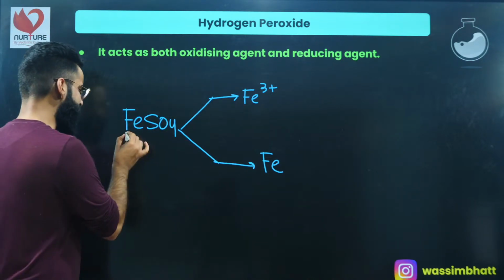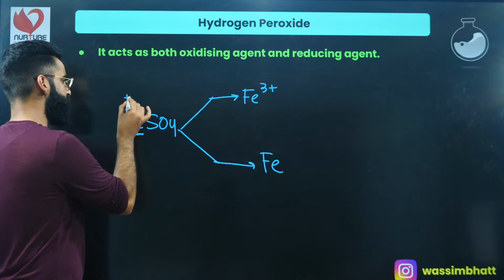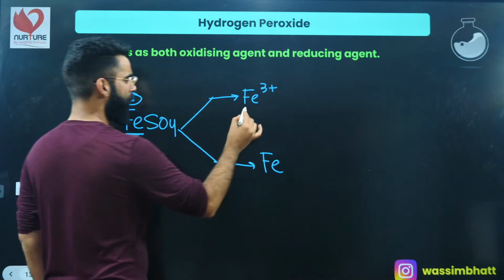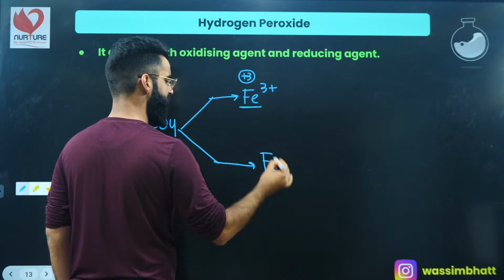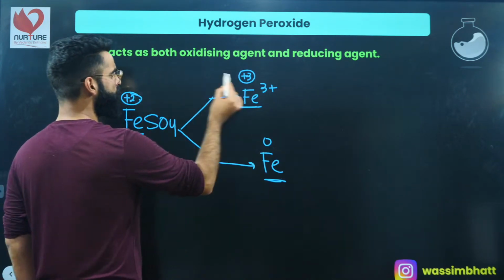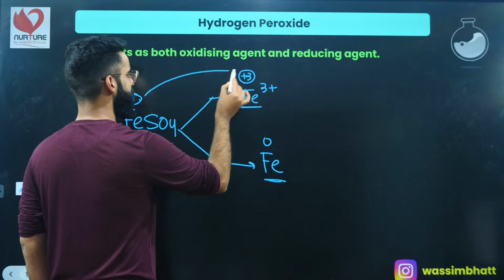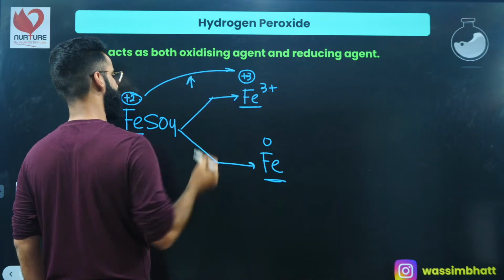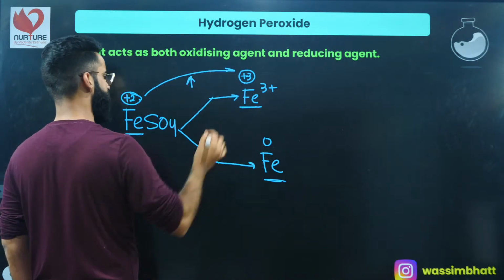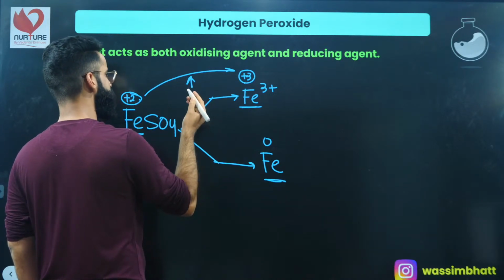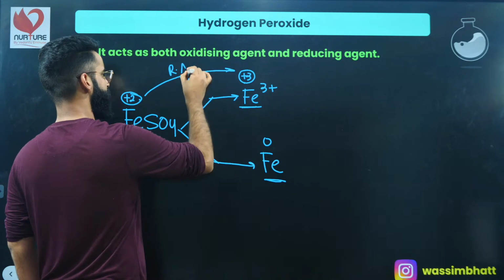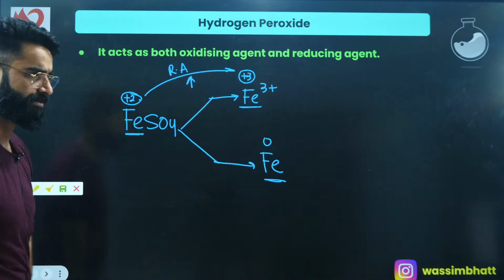If I ask you what is the oxidation state of iron right here, you'll clearly say it's +2. What about the oxidation state of iron right here? It's +3. What about the oxidation state of iron right here? It's 0, right? So +2 to +3, increase in the oxidation state. Increase in the oxidation state is what we call oxidation, right? So this FeSO4 in the first reaction undergoes oxidation, so it will be acting as the reducing agent, right? So in this reaction, the FeSO4 acts as the reducing agent, right?